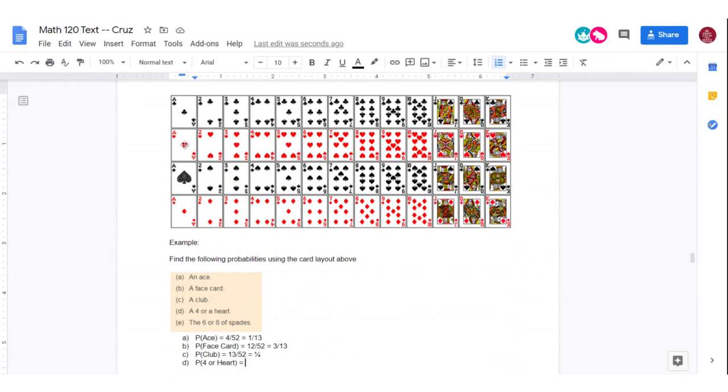Let me do it this way. First of all, we've got 13 here. Now we're going to add in the 4s. 1. We already counted this one, so we're not going to count it again. But we're going to count this one. So 14, 15, and 16. Because we already counted the 4 when we counted all the hearts, the 4 of hearts, we counted it with that.